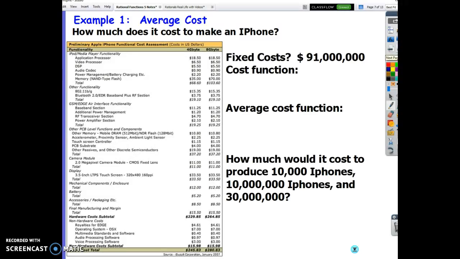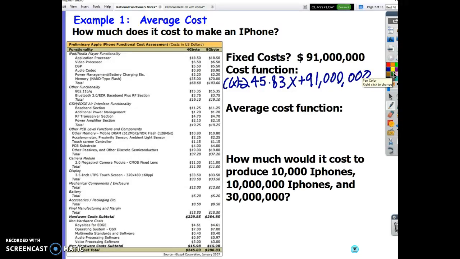Okay, so the fixed cost is the cost that doesn't change. They spent $91 million on the advertising. So that number's not going to change, while the cost for each iPhone is $245.83 to make. So the cost to make an iPhone, our function, would be $245.83 multiplied by x, where x is how many iPhones are being made, plus $91 million. This is our cost function, C of x, equals that.